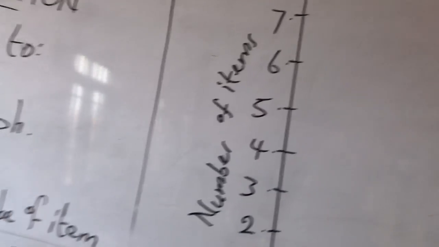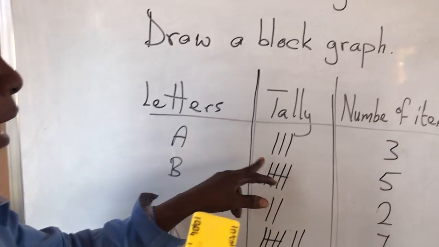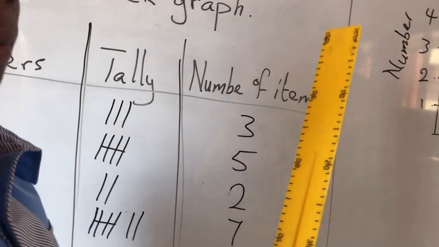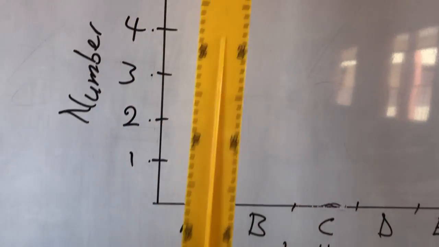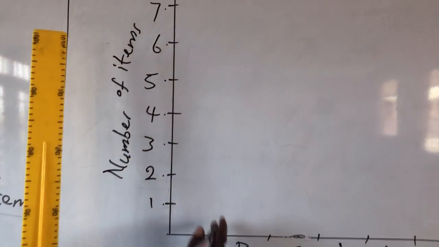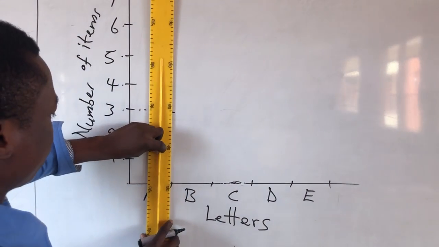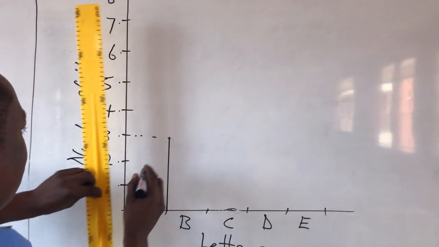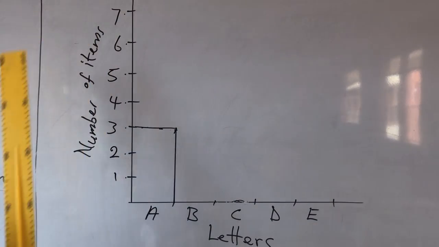Now we'll come back to this same information chart. We have A. A is how many number of items? 3. So let's quickly draw that. This is A. So we are drawing A up to this level. This is A. You use your ruler nicely to underline.